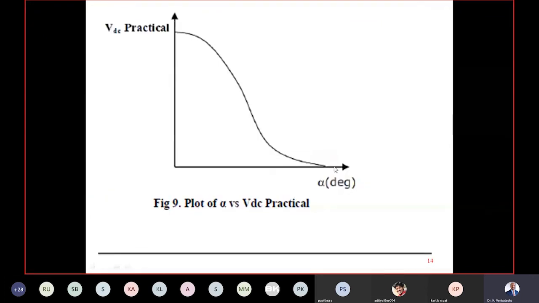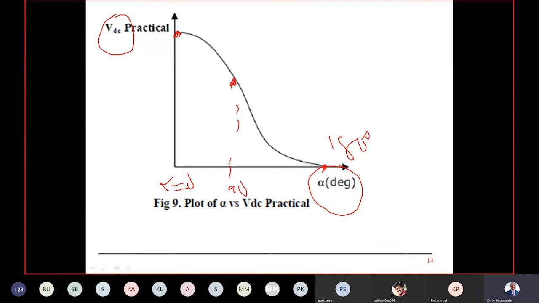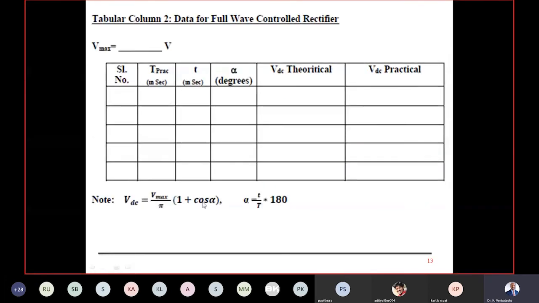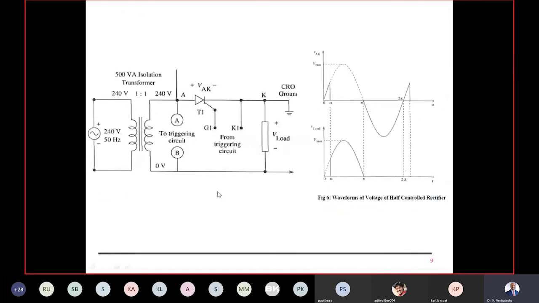This is a plot you should draw on the graph sheet. This is my output DC voltage versus firing angle alpha. At alpha equal to 0, output voltage is maximum. At alpha 180, output reaches 0. At alpha 90, I'll be getting 50% of the voltage. So this is my cosine wave that you should remember, because my formula is VDC is equal to Vm by pi times (1 plus cos alpha). So everywhere we have a cos alpha.